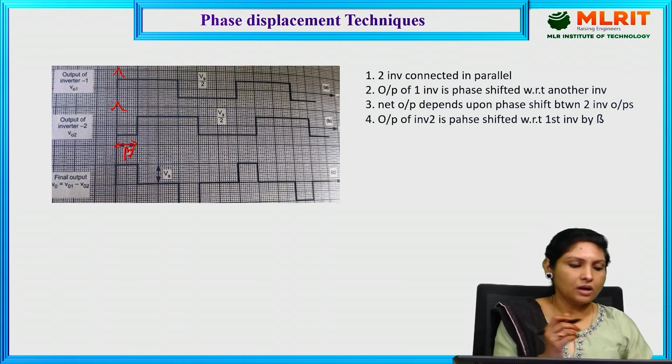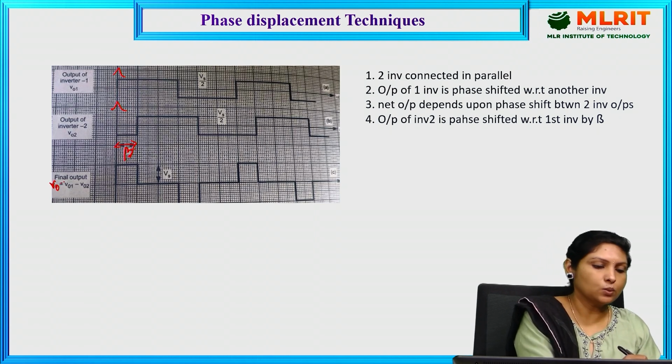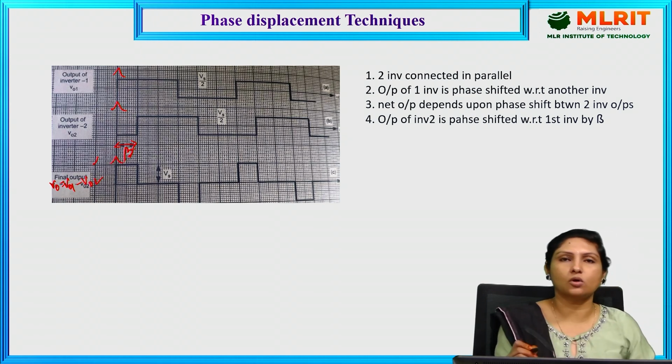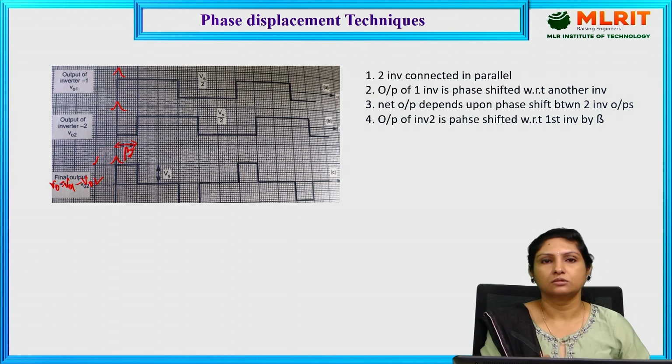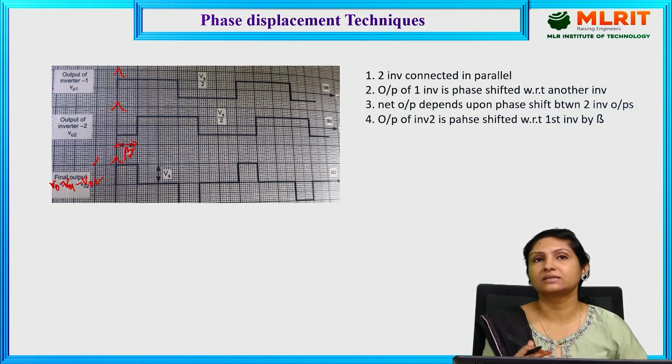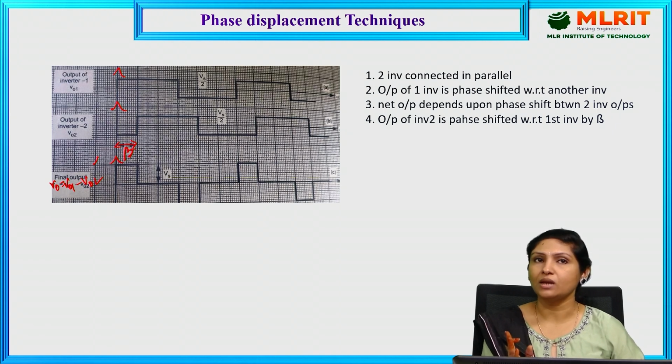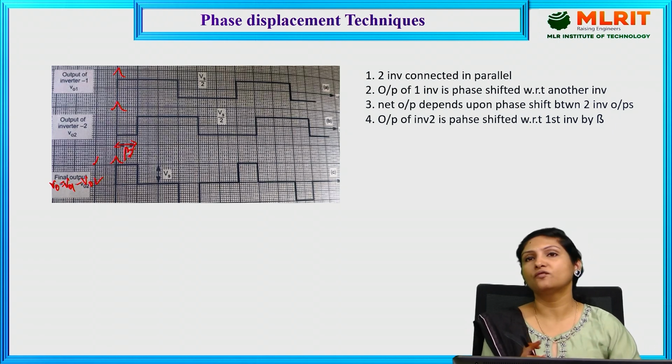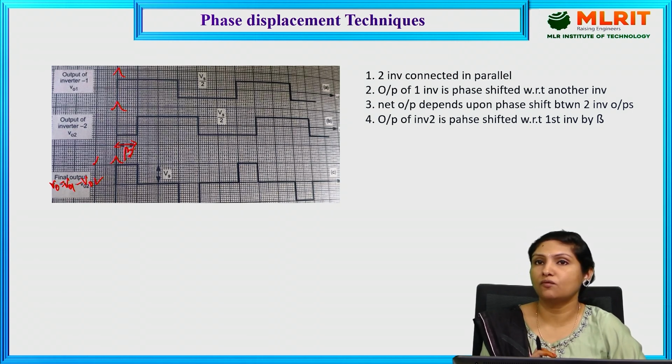So the final output is given by the formula V0 is equal to V01 minus V02, and this is nothing but the final output of the inverter. So here we are making use of two inverters which are connected in parallel, and the output of inverter 2 is phase shifted with respect to the output of inverter 1 by the phase displacement of beta, and the resultant is the output voltage, which is given by V0 equal to V01 minus V02.